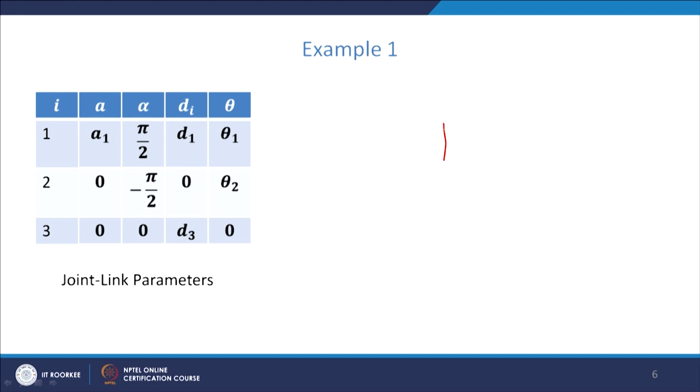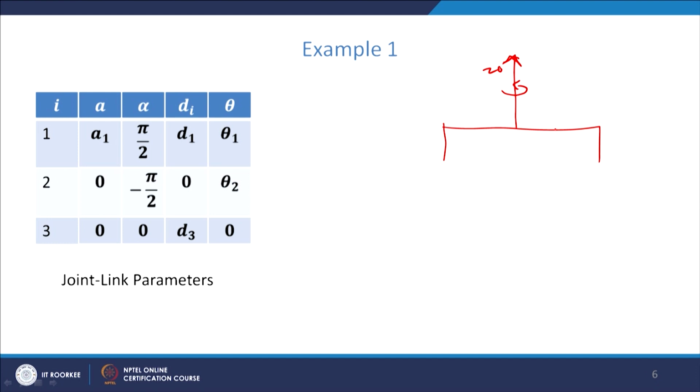So, we consider a platform in which the axis of rotation is the vertical direction. We call it as the Z0 direction. So, the entire platform rotates in the horizontal plane with the vertical line as the axis of rotation.